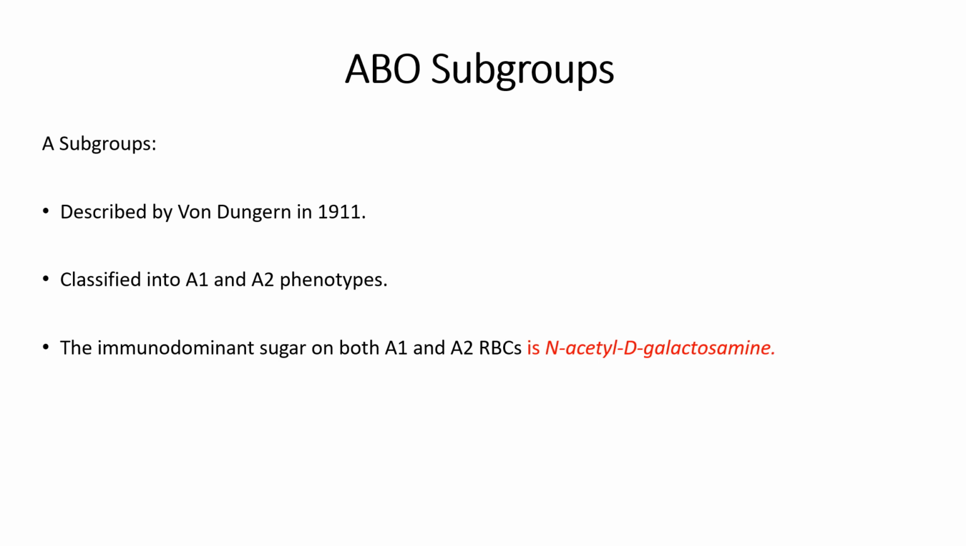So the A subgroups, the ABO subgroups, were discovered by Von Dungern in 1911. We have A1 and A2. My colleague is also going to talk about this. The immunodominant sugar in A1 and A2, we have already covered, is N-acetyl D-galactosamine.